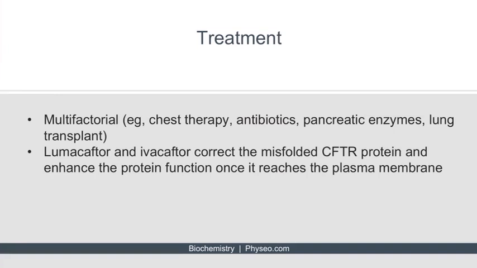The exact treatment of cystic fibrosis is beyond the scope of Step 1, but you should know that these patients are treated by a multidisciplinary team, which involves many factors such as chest therapy, antibiotics, pancreatic enzymes, and potentially even lung transplants. Two drugs that are worth knowing are lumacaftor and ivacaftor. These are drugs that correct the misfolded CFTR protein and enhance the protein function once it reaches the plasma membrane. Okay, let's do a question.